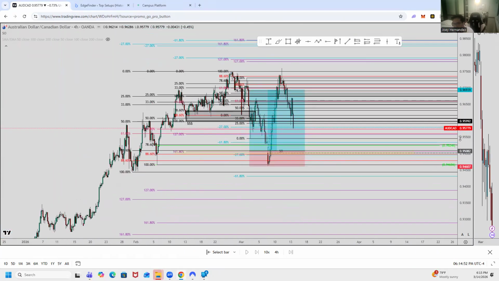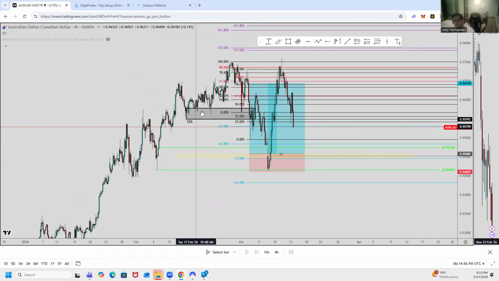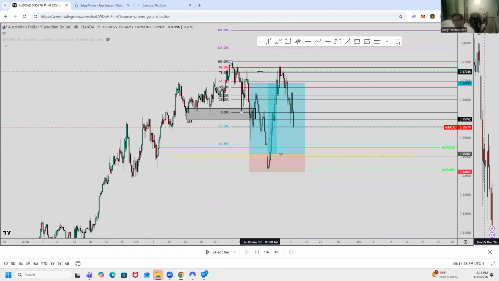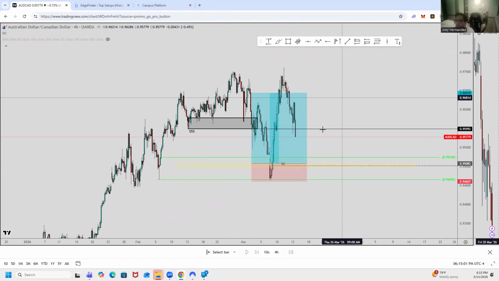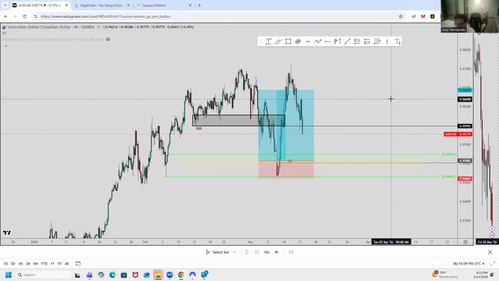And also, I noticed, let me erase all these fibs. I noticed that we created a support zone right here, support, support, support, support. I am not a support and resistance trader. I'm a supply and demand trader.